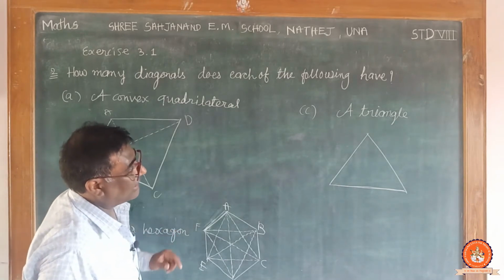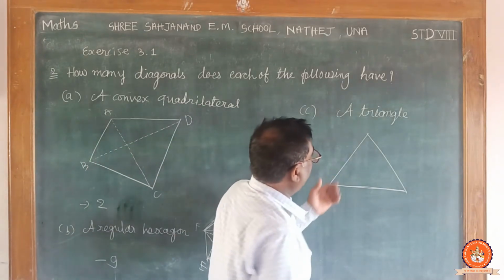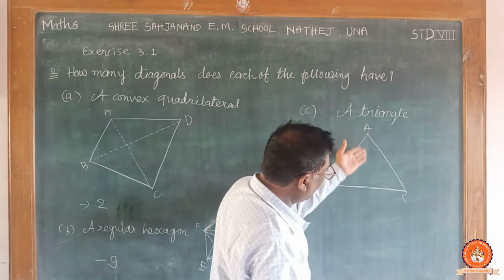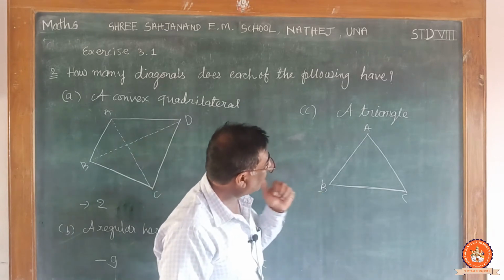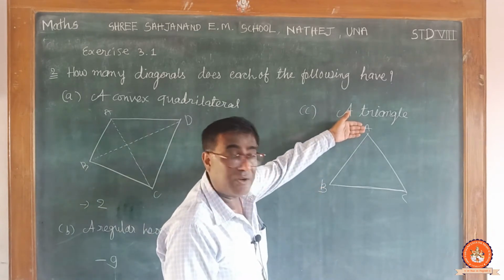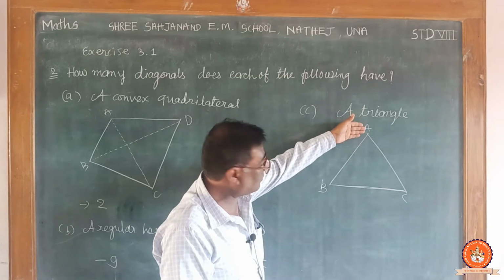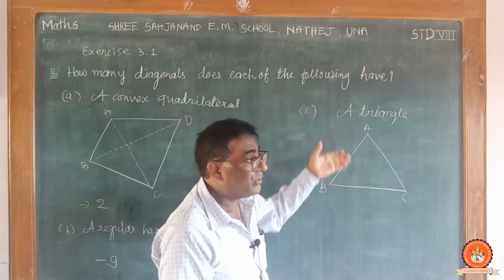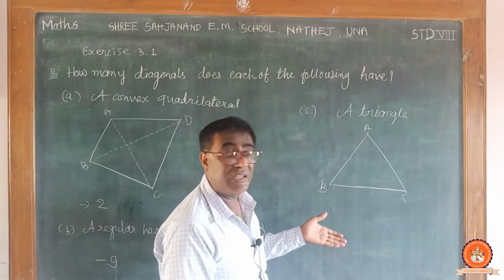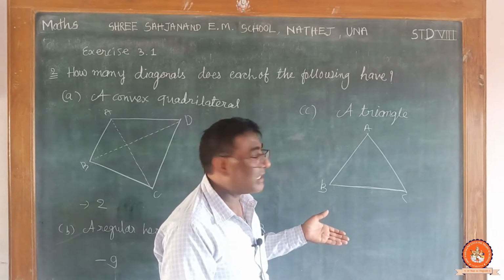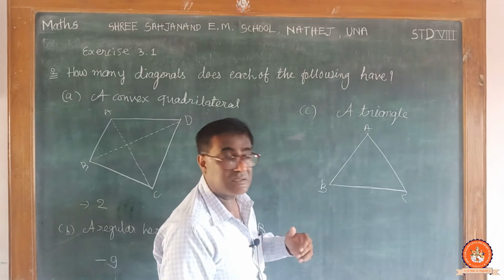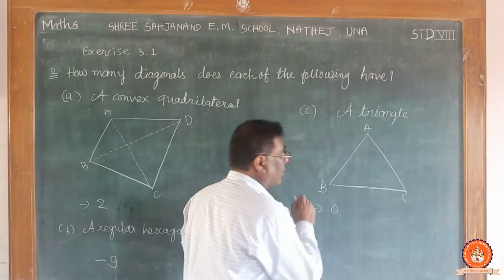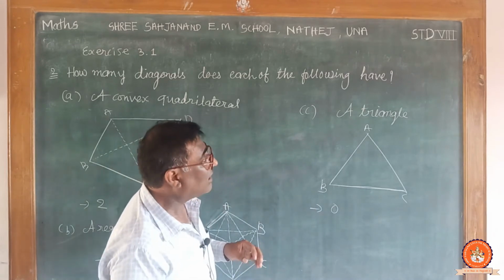Now think of a triangle ABC. You cannot draw a single diagonal in a triangle, because A, B and C are all adjacent vertices, and you don't have any non-adjacent vertices from any vertex. So it has 0 diagonals. You cannot draw a diagonal.